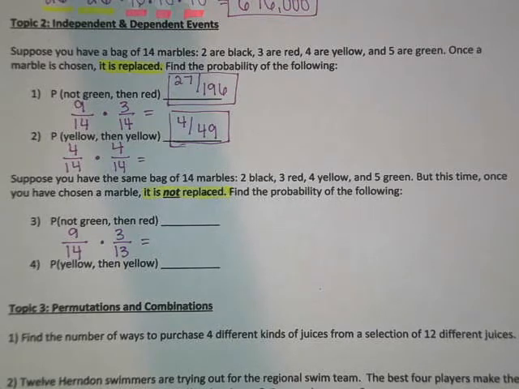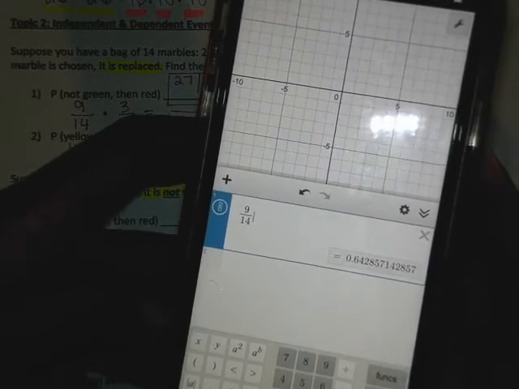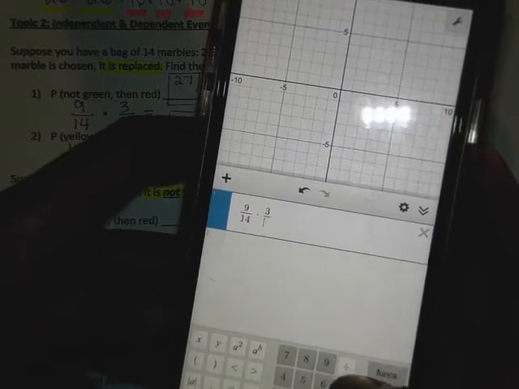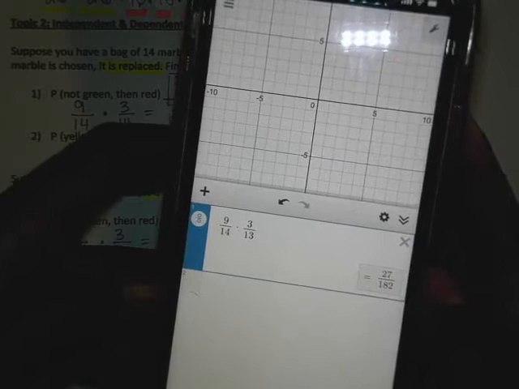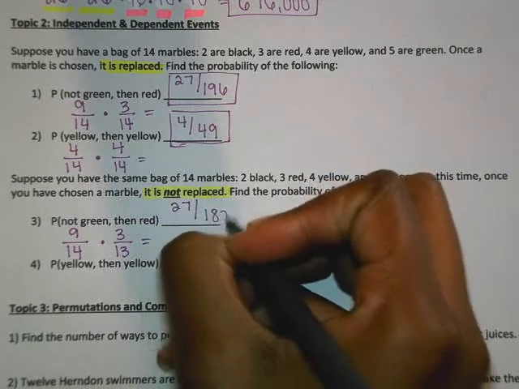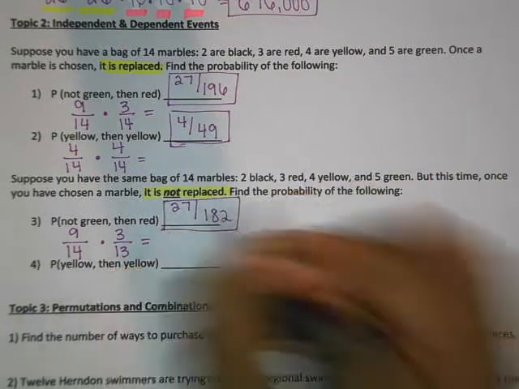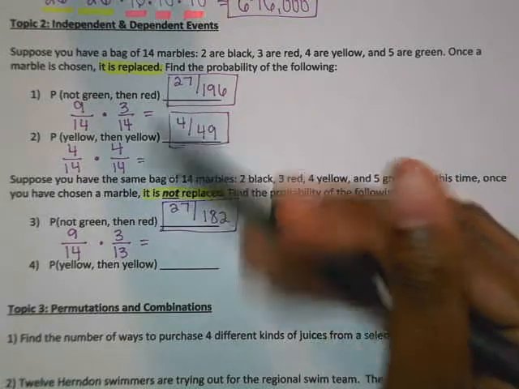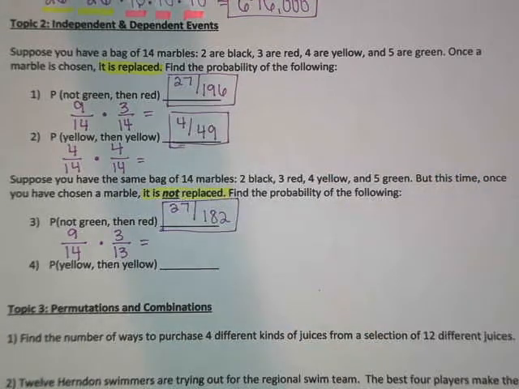It is not replaced. Okay, so if you type that into your calculator, I'll do it here. 9 divided by 14, slide over, times 3 divided by 13, and then I'm going to simplify it, and I get 27 over 182. So as you see, numbers 1 and 3 have the same exact scenario besides one is replaced and one is not. That's the difference between independent and dependent events. And so you have a better chance when it is not replaced.